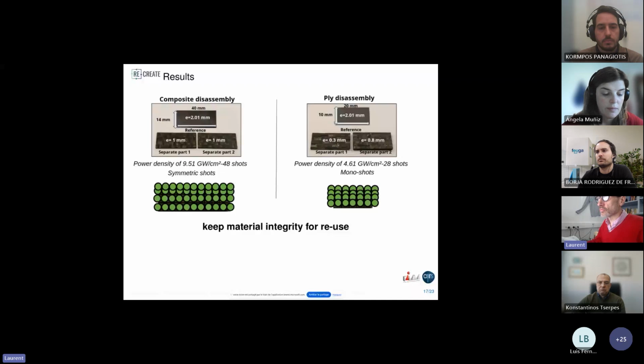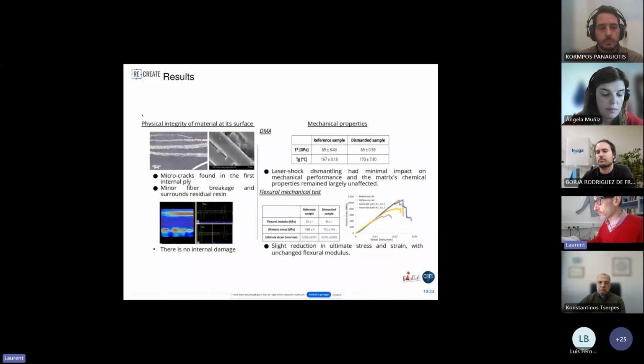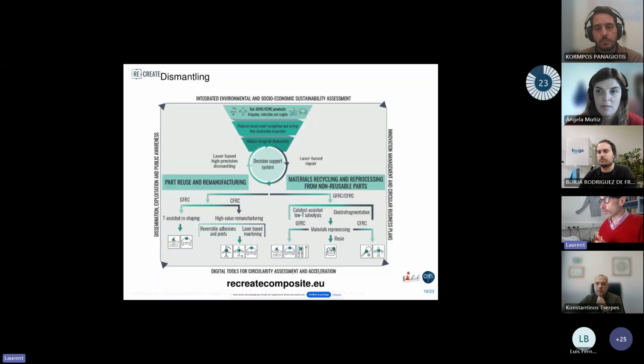The objective is to demonstrate that at the highest loadings, we have no damage inside the materials. And in the table, we can see that we have the same mechanical properties if we compare the reference samples and dismantling samples. Now the next step is to reassemble the materials and check if we have the same properties for the reuse of the materials.